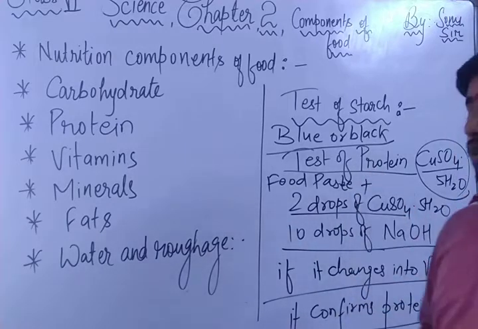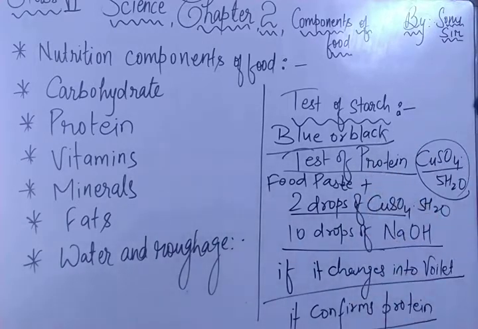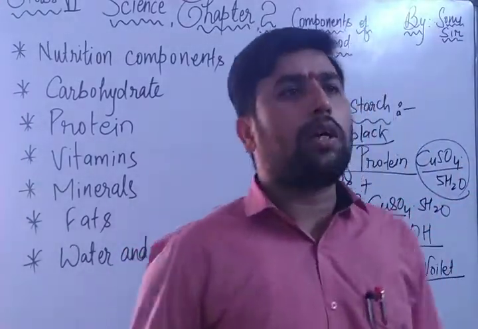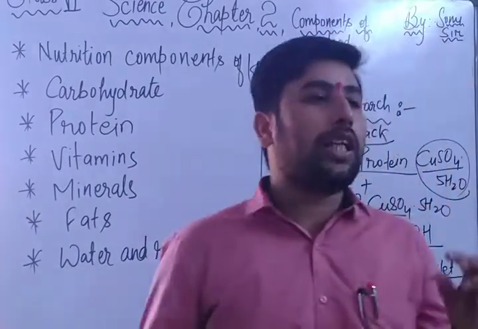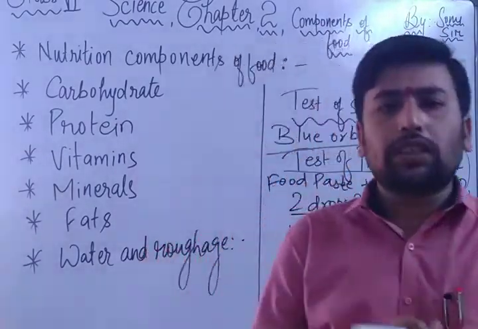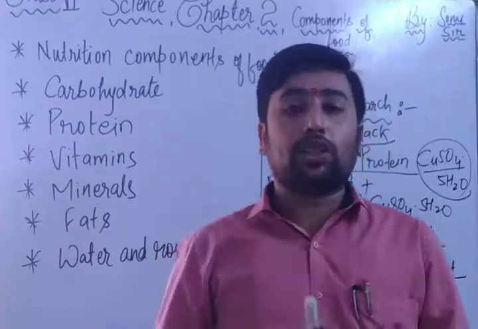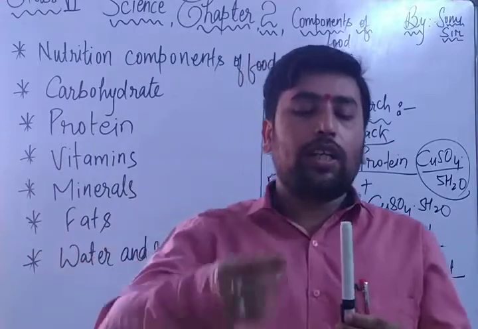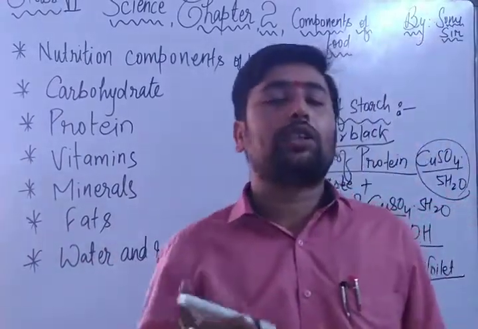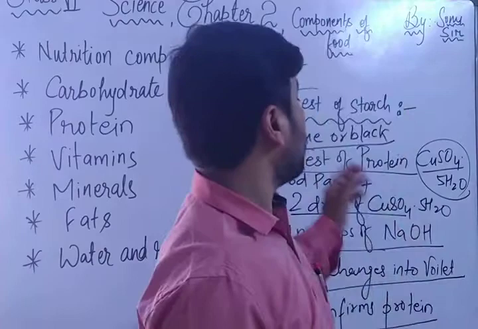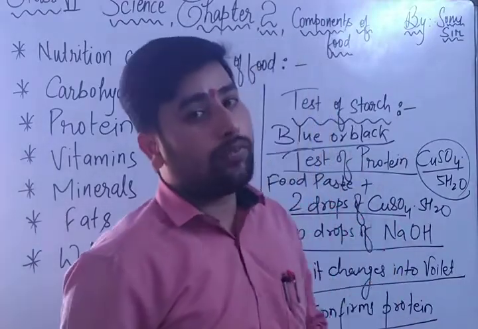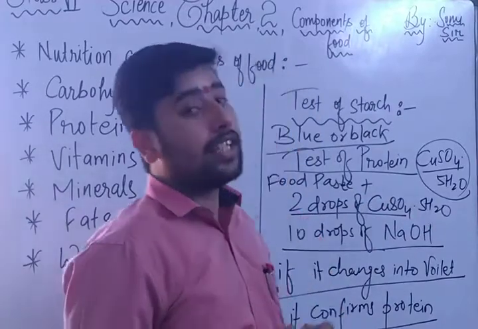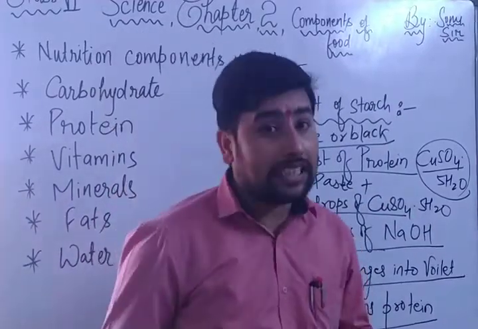So in this chapter the first topic is the test of starch. How will you test for starch? For example, take any food item, like chapati or rice. We have to churn that chapati or rice, take a test tube from the chemistry lab, put that churned powder inside the test tube, give a little bit of water, and shake the test tube. After shaking it, put 2 or 3 drops of iodine solution. If that solution changes into blue or black, it confirms that starch is present in that food item.